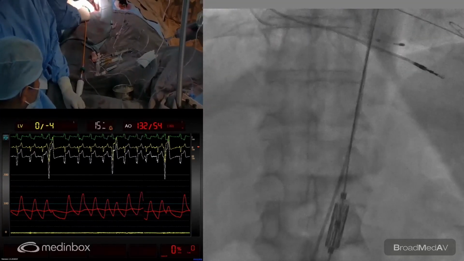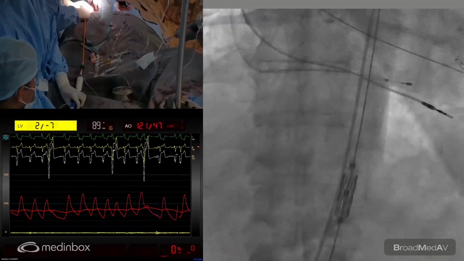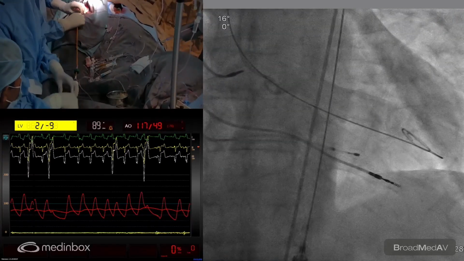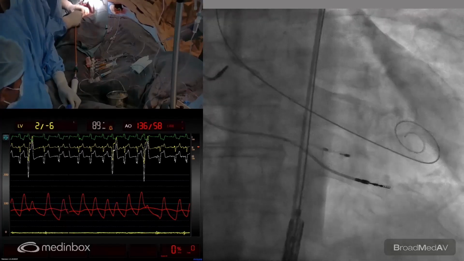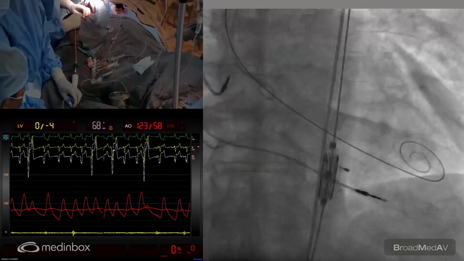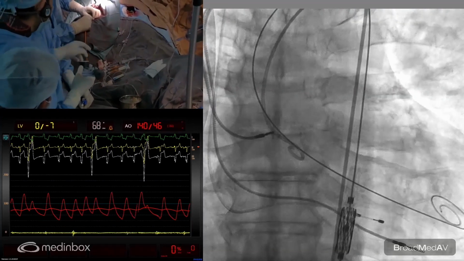You're pushing with the sheet. Yeah. Okay, so that's crossed there. And now as we go to the up, LAO, you can see how nicely it goes up.